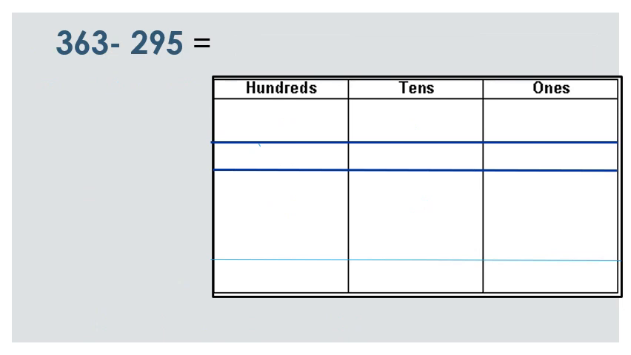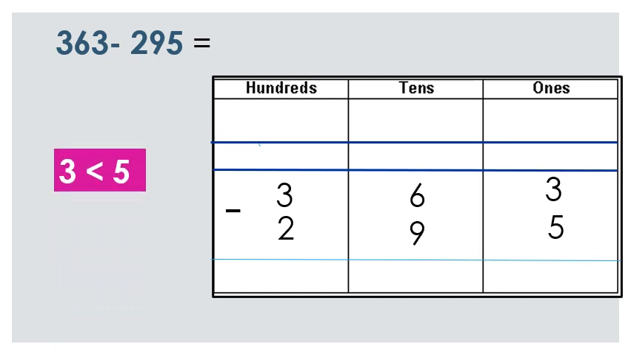Now let's take another example. 363 minus 295. Arrange all the numbers in column and according to their place value. Subtract ones. 3 is less than 5. We cannot subtract 5 from 3. So borrow 1 ten from 6 tens, leaving behind 5 tens. After borrowing 1 ten, 3 ones become 13 ones. Now subtract 13 minus 5 is equal to 8 ones.